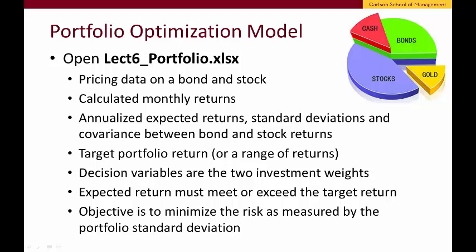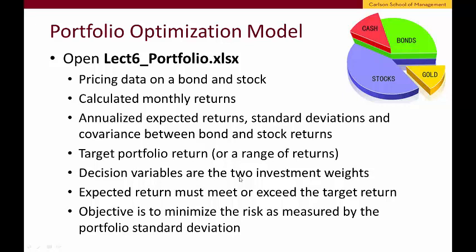So this slide briefly outlines the most basic setup of a portfolio optimization model with only two securities, a bond and a stock. The overall objective is to find the optimal investment portfolio, that is, the percentage to be invested in the bond versus the stock, so that the target return is met at the minimum possible risk, which is further described here, right?